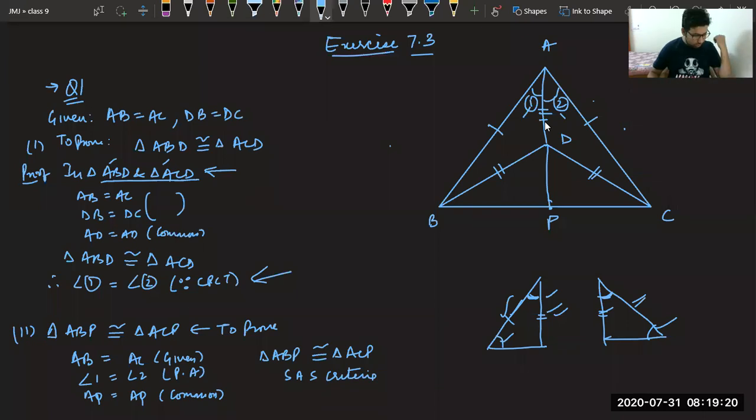Now we can use something from here also for the next part. In the next part, we have to prove AP bisects angle A as well as angle D. So we have already proved it is bisecting angle A because 1 and 2 are equal. Second thing is we have to prove this AP is also bisecting this angle. Let me call it 3 and 4. So can we say 3 and 4 are equal right now? No, we have to use some triangle for that.